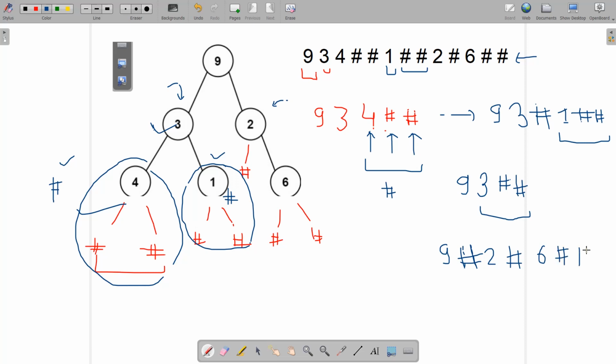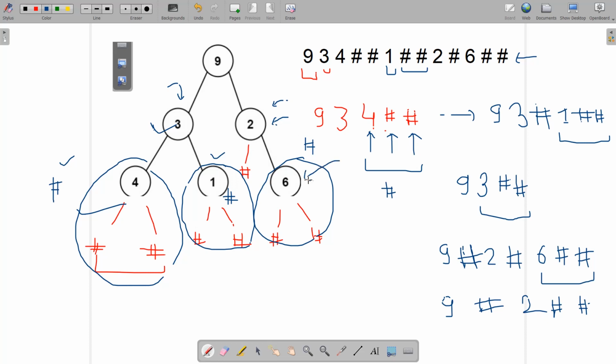hash. Now here comes again this pattern. We are going to remove this. It means that this is a valid subtree, right? We are going to remove this and place a single hash, 9 hash, 2 hash, and again this hash. So it means that I am going to replace this with a single hash. Now you can see if you look out for the node with value 2, left subtree already contains the hash, right subtree is now containing the hash. It means that it is a valid subtree.